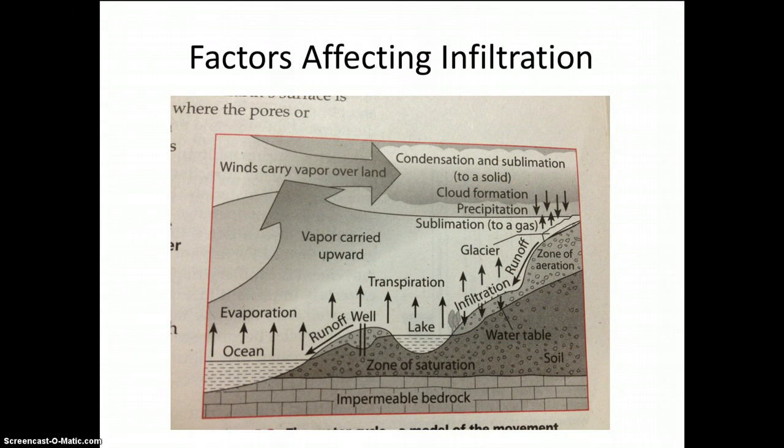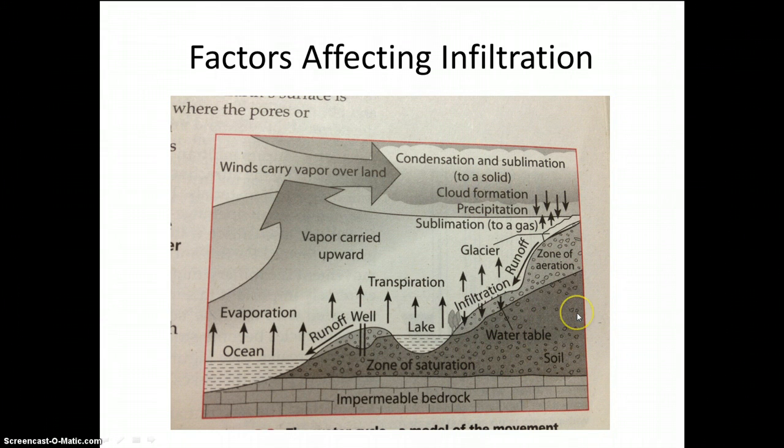One variable is the slope of the land. The steeper the slope or gradient of Earth's solid surface, the less infiltration or seepage we have. Another factor is the degree of saturation. The more saturated the loose materials at Earth's surface, the less infiltration.